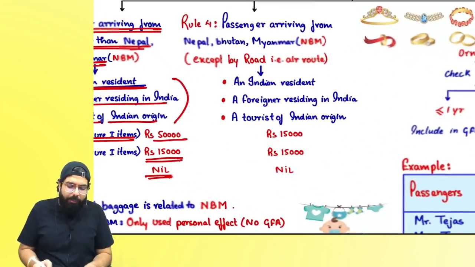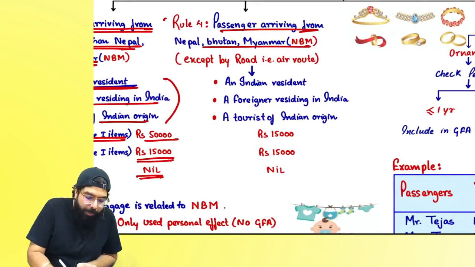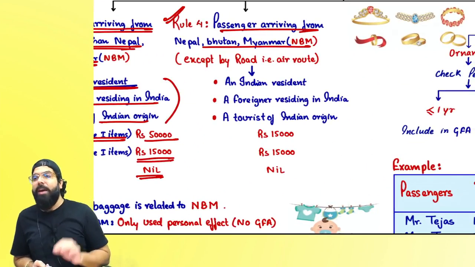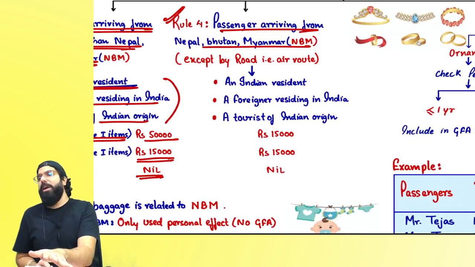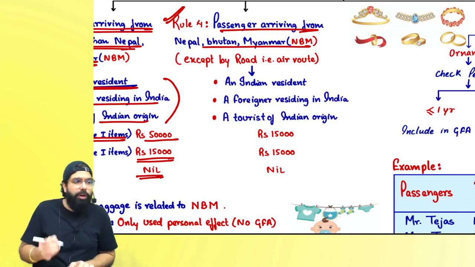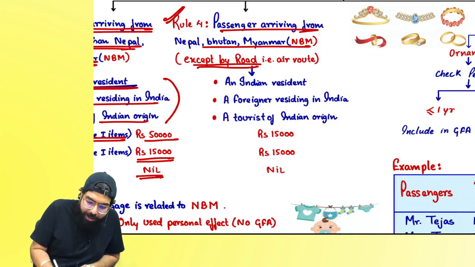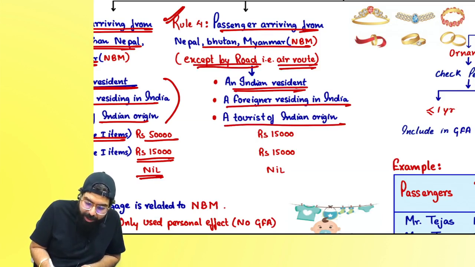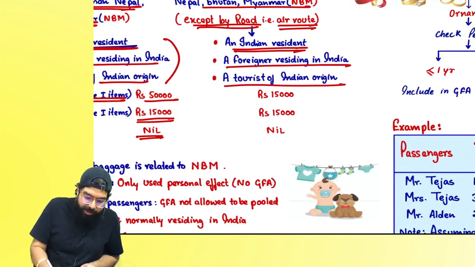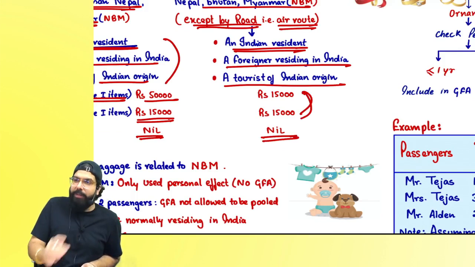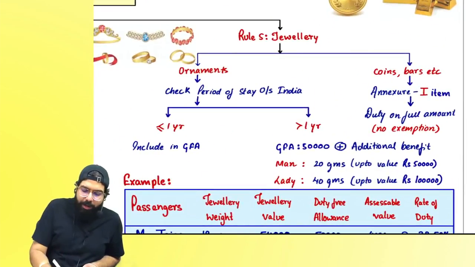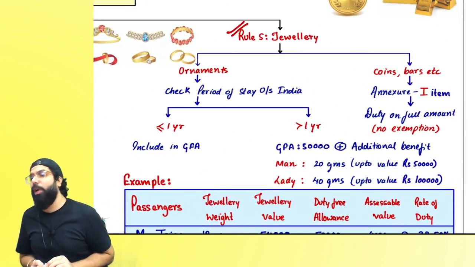Sir, if I am coming from Nepal, Bhutan and Myanmar, then rule number 4 is applicable, which goes ahead and says Nepal, Bhutan and Myanmar, if you are coming by land route, nothing will be allowed as general free allowance, but other than land route, you will be given how much? Except by road, air route if you are coming, Indian resident or foreigner residing in India or a tourist of Indian origin or a foreign tourist, all will be allowed only 15,000. Infant, baby, nothing, nil.